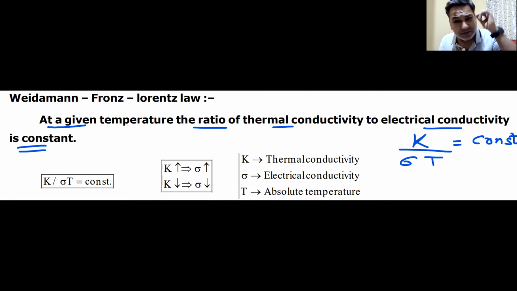You may not remember the name of this law. That is not important. K divided by sigma T is a constant. That is what you have got to remember. Please note it down. I will give you a minute to do this.